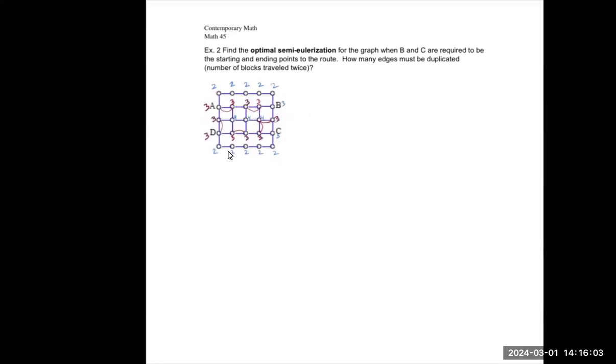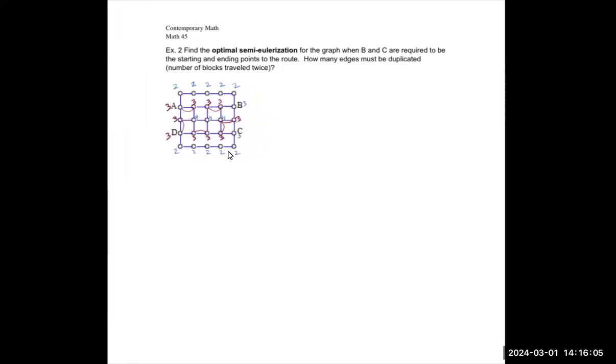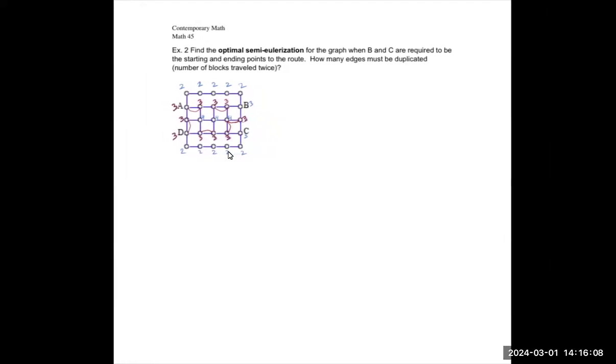And so let's go back and answer the question they ask us. They say, find the optimal semi-Eulerization of the graph. So I know it's optimal because I found the ones that were close together, and as many as I could, I just added one duplicate street only. And then when I couldn't do that, I at most just added one more. And I didn't go out of my way, so it is the optimal semi-Eulerization of this graph.